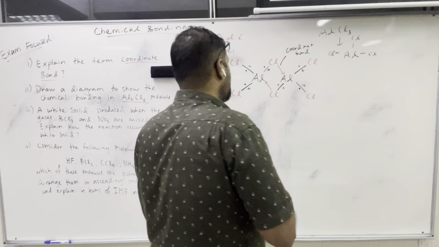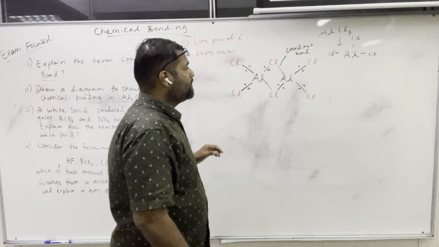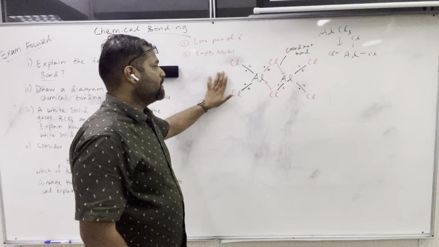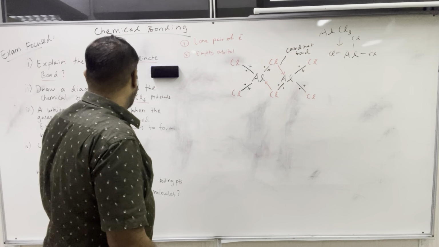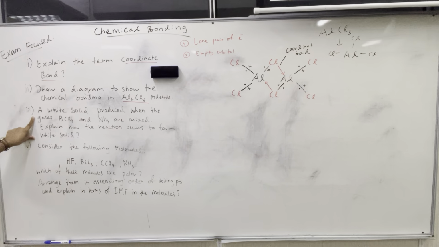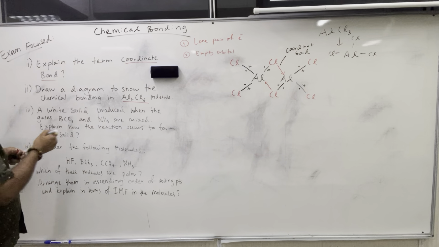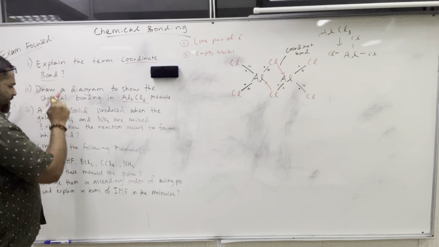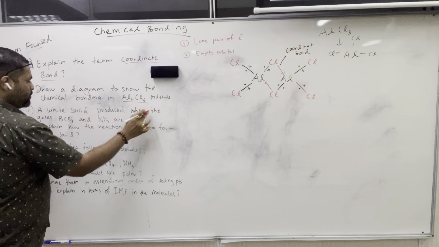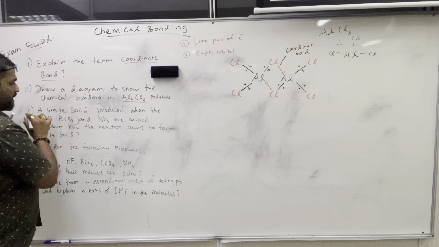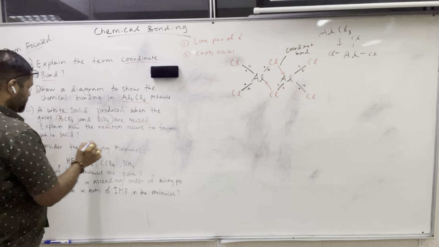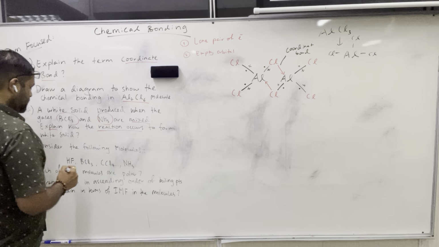Alright, so now what we can see here is they already form a dimer, and then we're going to move on to the next. Again, it's related to the dative bond as well. A white solid is produced when the gases boron trichloride and ammonia are mixed. Explain how the reaction occurs to form the white solid.